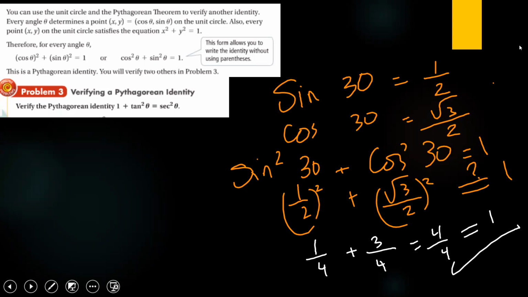Now there's another identity, which is 1 plus tan squared of theta equals secant squared of theta. The first one was minus tan squared... no. Oh, just 1 second, please.